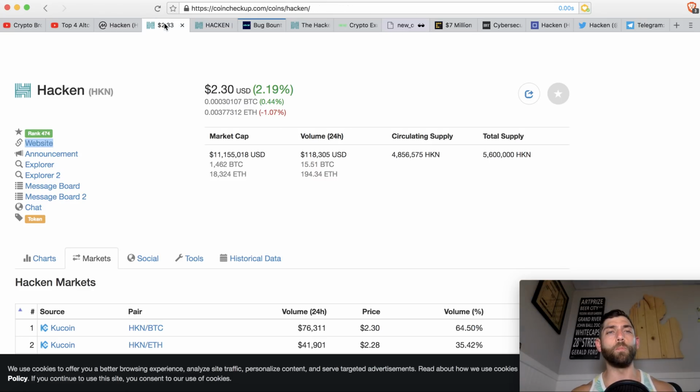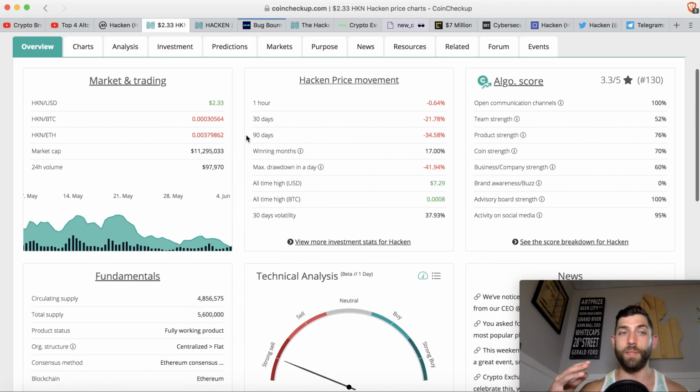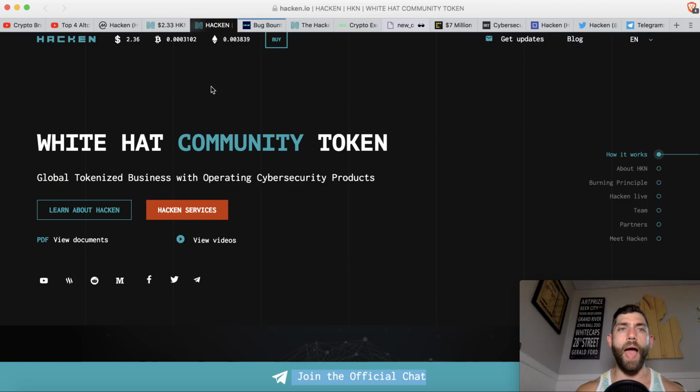Anyway, I think what people are going to find most interesting about this project is the total supply and circulating supply. The total supply of tokens is only 5.6 million tokens and a circulating supply of essentially 4.8 million tokens, so very, very small in that regard. And generally when we see some of these lower caps, lower circulating supplies, there's usually a pretty large price action in place. And what we're about to see is how this token plays within the Hacken ecosystem.